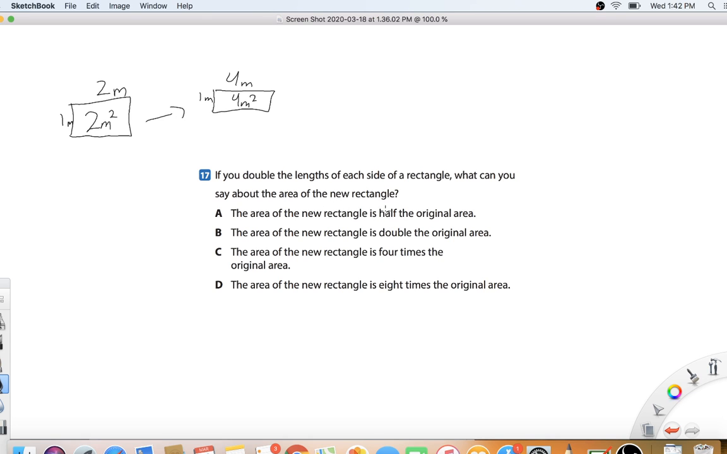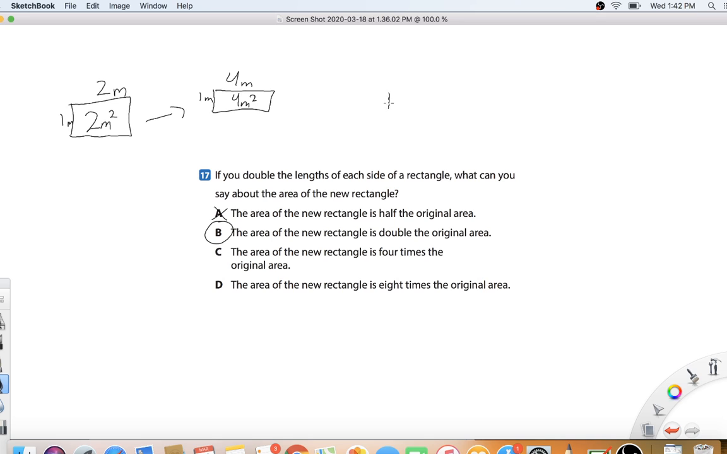The area of the new rectangle is half the original area. Now it's actually doubled, so it wouldn't be half, so A wouldn't be the answer. The area of the new rectangle is double the original area. This one's 2, this one's 4. That's double, so B would be correct on this one. The area of the new rectangle is 4 times the original area. 2 times 4 is 8. That doesn't work. The new area rectangle is 8 times 2, 16. That wouldn't work either. Only B would be the correct answer.